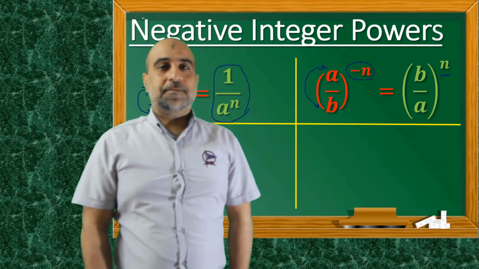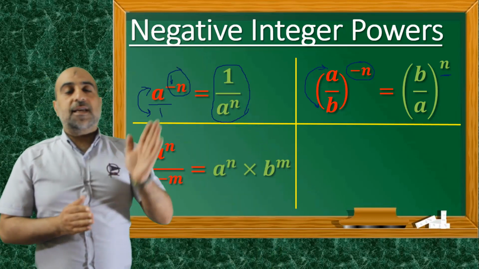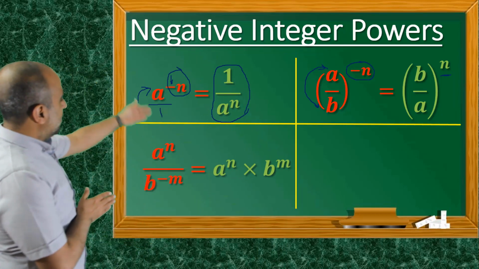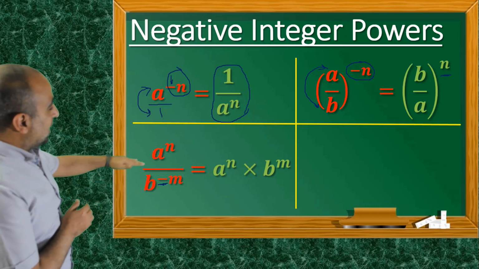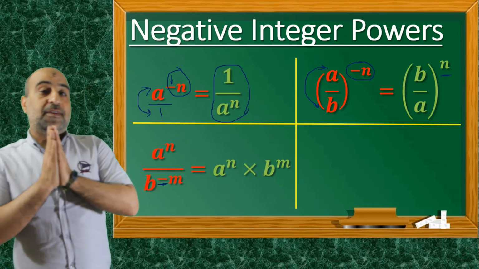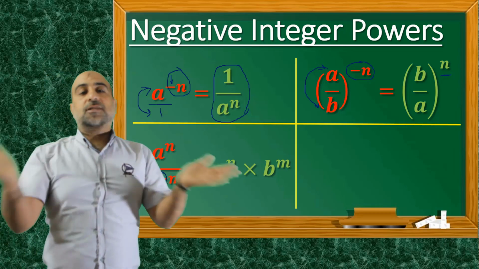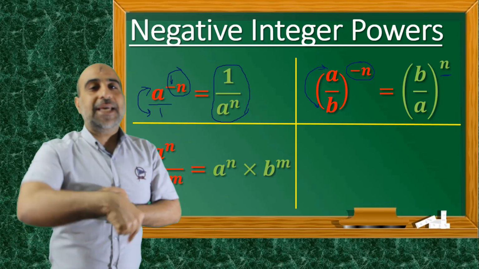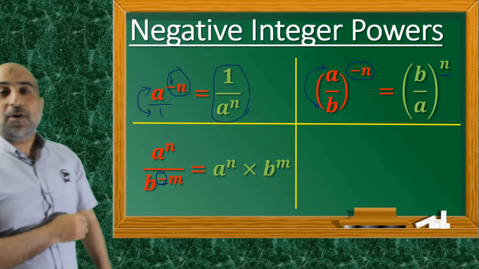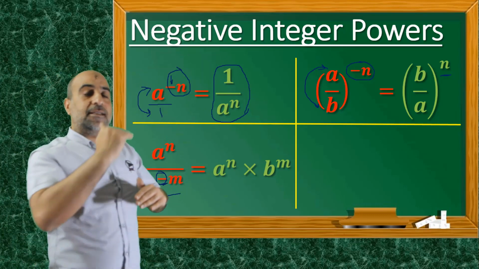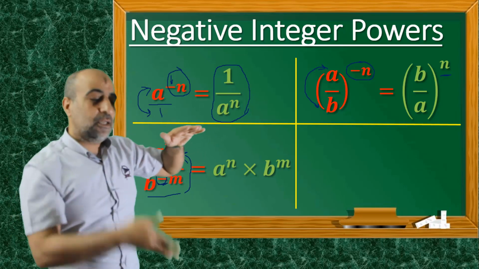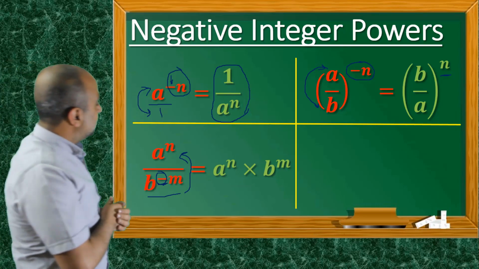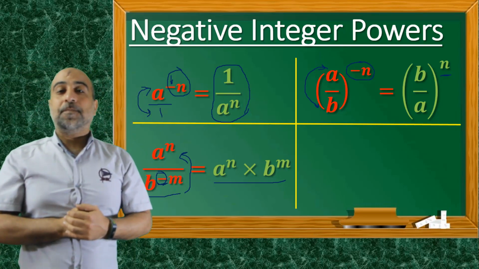Now the third form: the negative power is in the denominator. a to the power of n over b to the power of negative m. The numerator, a to the power of n, has no problem because the power is positive, so it won't be changed. The only change will be in the denominator: b to the power of negative m will move to the numerator. The result will be a to the power of n multiplied by b to the power of m.